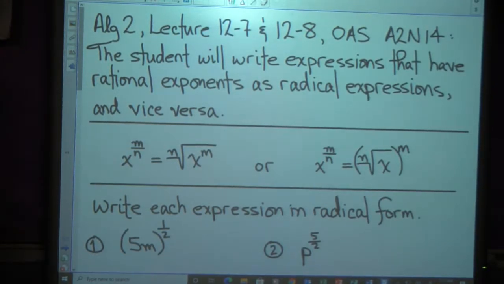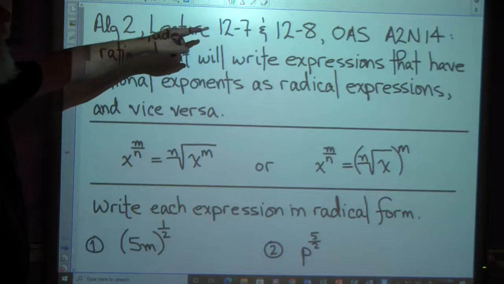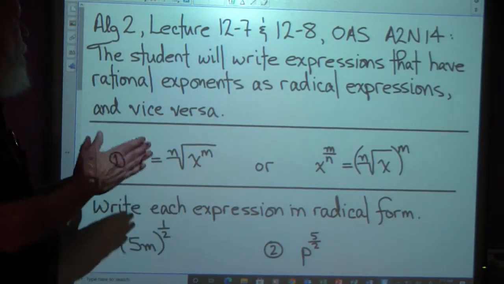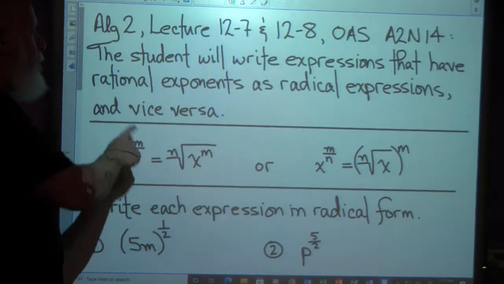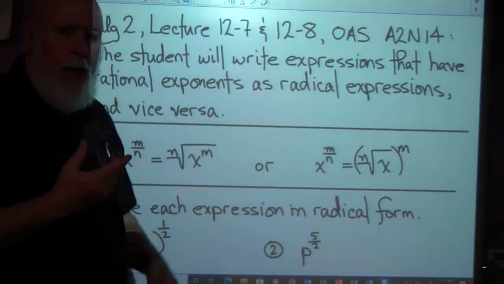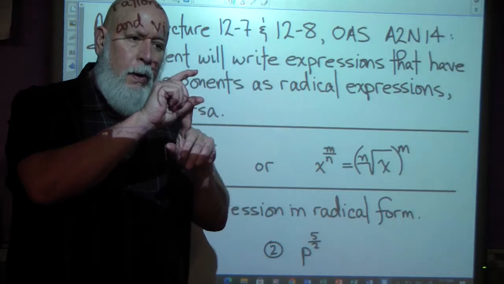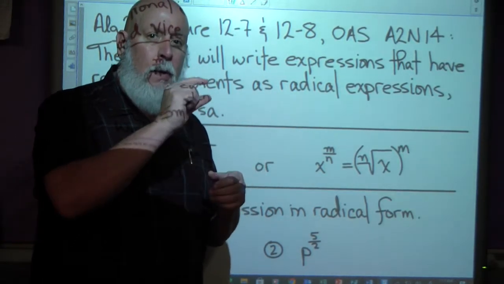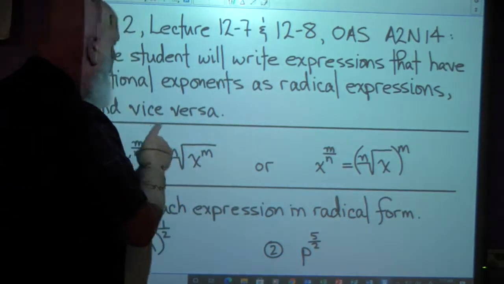Right, looks like we're going to do Algebra 2, Lecture 12.7 and 12.8 today. That's OAS A2N14. The student will write expressions that have rational exponents. A rational exponent is just an exponent, and the word rational means the exponent is going to be a fraction. Okay, so our fractions are going to be in the exponent.